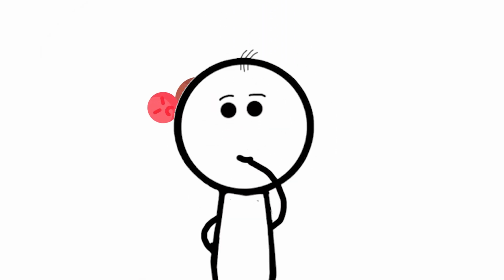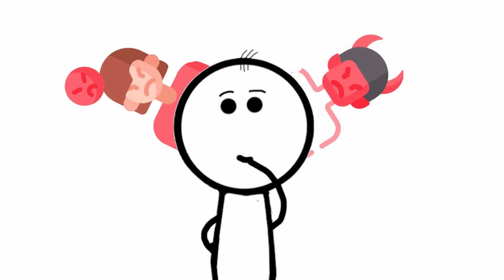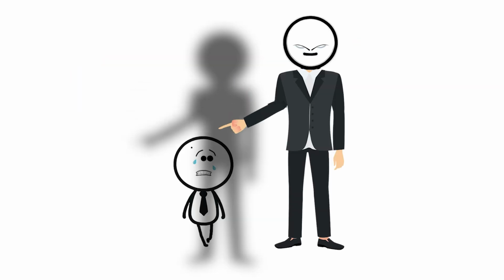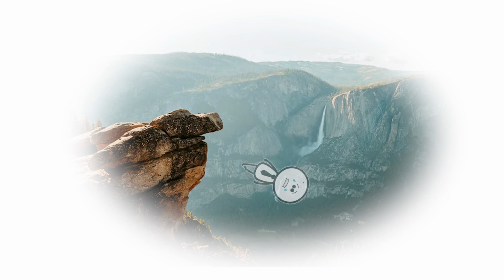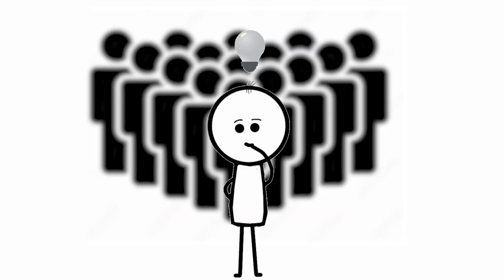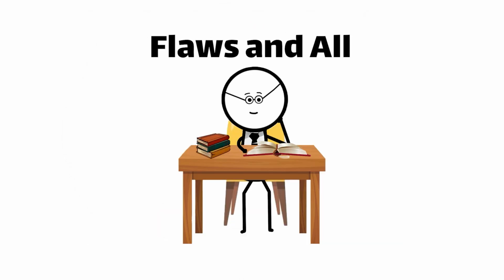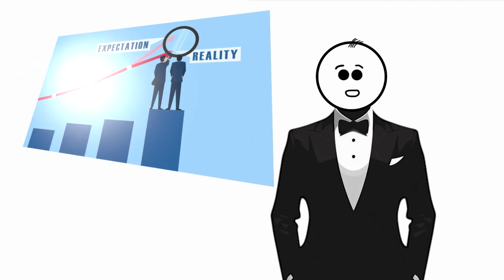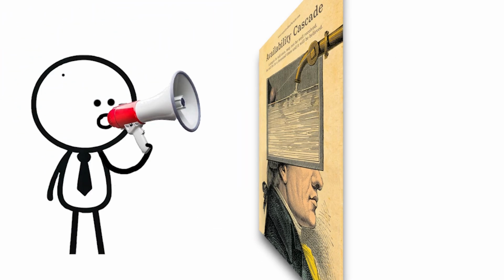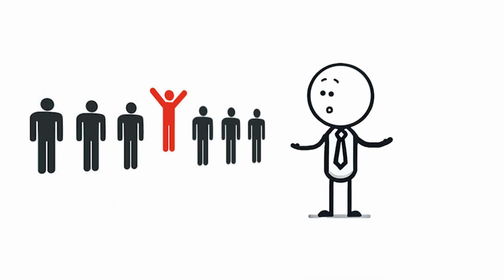But that halo can turn into horns pretty quick. If we have a negative impression of someone or something, then it casts a shadow over everything else about them, even if it's not deserved. This bias highlights the importance that we are all human, flaws and all, and we should always keep realistic expectations of one another. This next one happens when a collective belief gains more and more plausibility through its increasing reputation in public discourse.